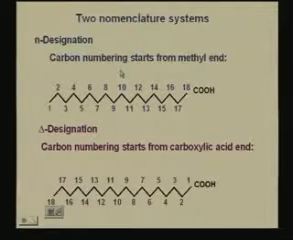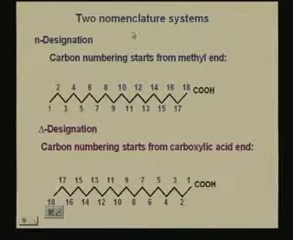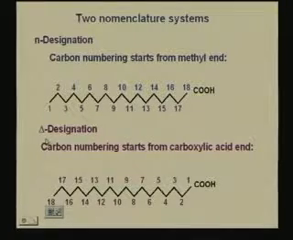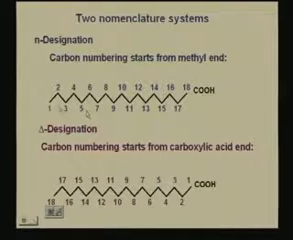Okay. Now, the first thing is about the nomenclature. The nomenclature of fatty acids actually follows two types. One is called the N designation, another is called the delta designation. In the N designation, as you can straight away see, the numbering is from the extreme end away from the carboxylic acid group. So, in this case the numbering is from here 1, 2, 3, 4 and so on and so forth.